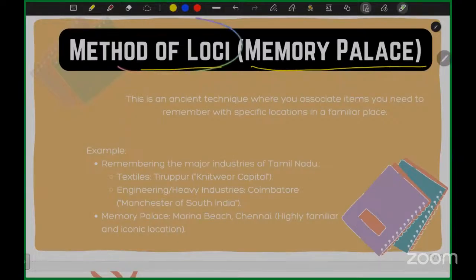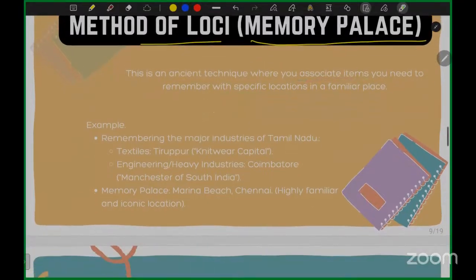The method of loci or memory palace is nothing but a very ancient technique where you can associate items with specific locations in a familiar place. See the example I've given below. For textiles, what is famous? Cotton. The Tirupur cotton is famous, as we all know. For engineering and heavy industries, what is famous? Coimbatore. What is Coimbatore generally? Coimbatore is the Manchester of South India. We have learned this concept very well.